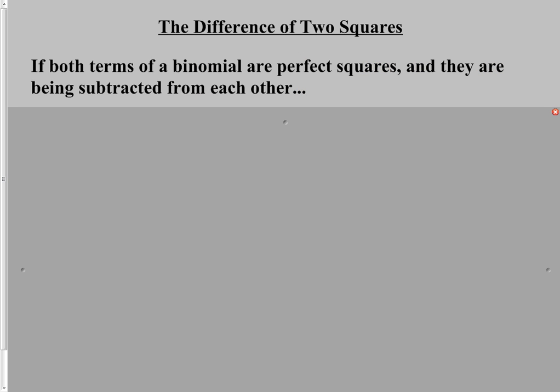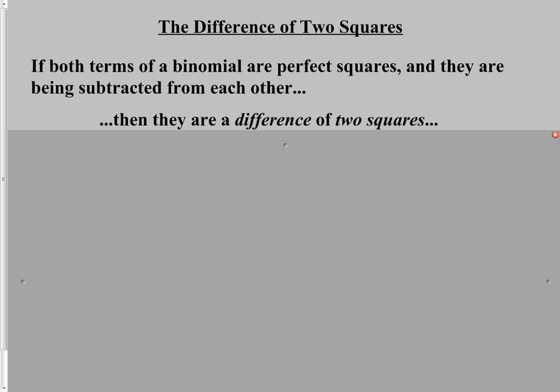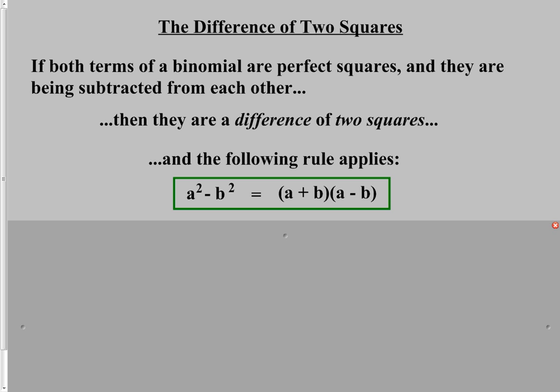This one is called a difference of two squares, and the reason is because difference, it is a subtraction problem, and two squares, we are looking at two terms that are both perfect squares, meaning something squared. So if both terms of a binomial are perfect squares and they are being subtracted from each other, then they are what we call a difference of two squares.